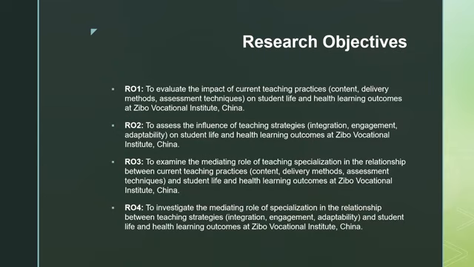4. To investigate the mediating role of specialization in the relationship between teaching strategies and student life and health learning outcomes at the Zibo Vocational Institute, China.